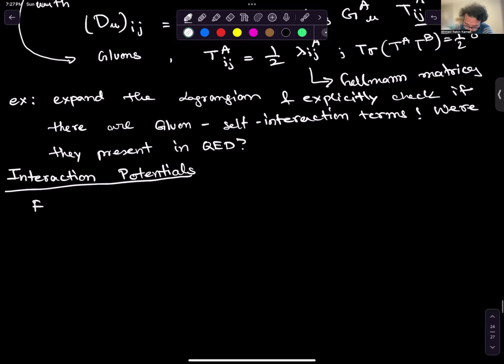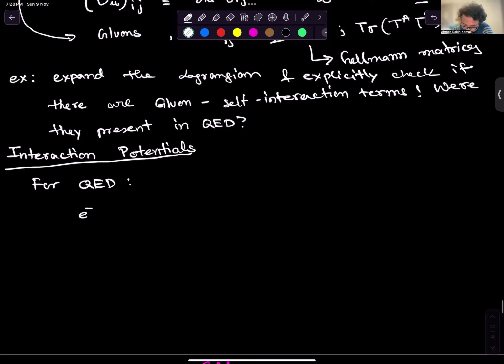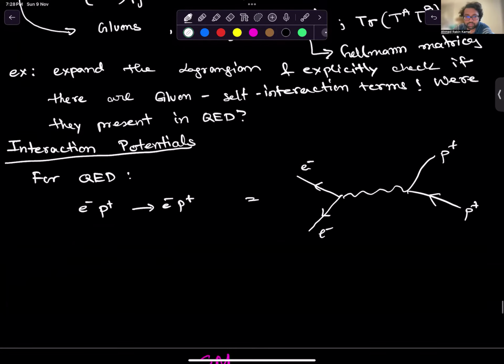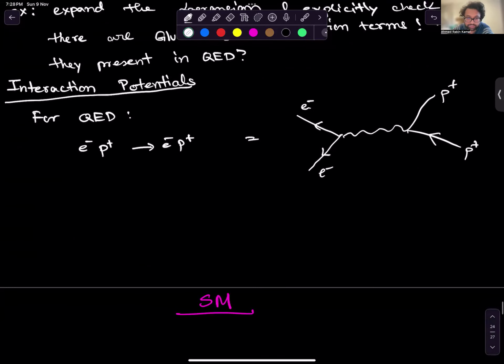Okay, for QED, if you remember the interaction potential, let's pick a scattering. We'll pick, let's say, e minus p plus scattering, which, if you think about it from the Feynman diagram perspective, one can actually compute things like the scattering amplitude, which is proportional to e squared over the momenta squared, which you can call V of p tilde, in momentum space.